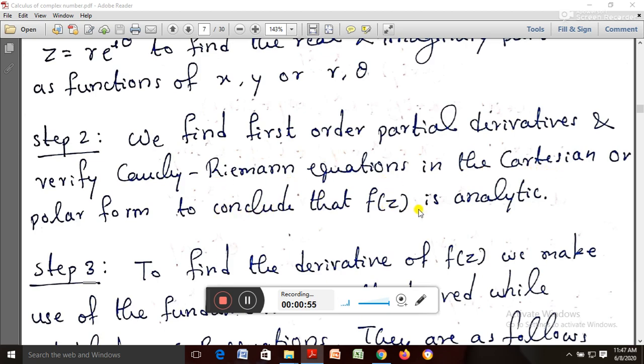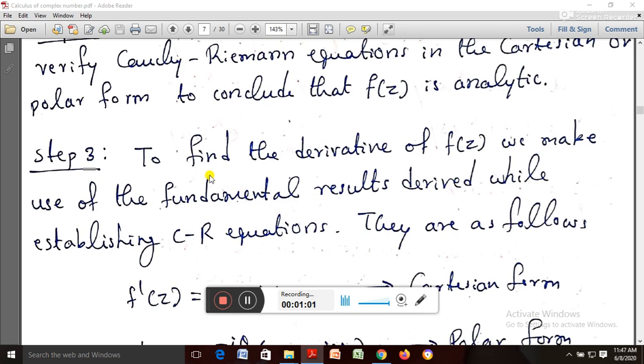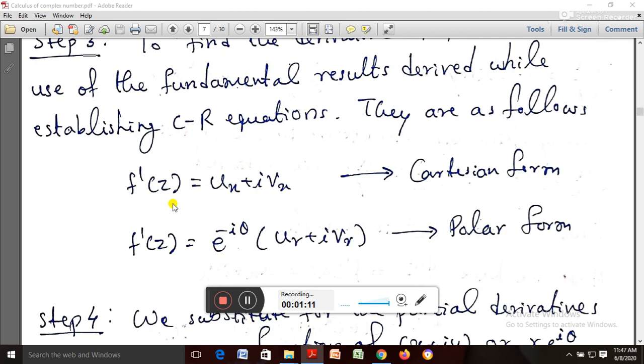Conclude that f of z is analytic, meaning if the CR equations are satisfied, then f of z is analytic. Then the third step is to find the derivative of f of z. We make use of the fundamental results derived while establishing the Cauchy-Riemann equations. They are as follows: f dash of z is equal to ux plus i into vx, the Cartesian form; f dash of z is equal to e raised to minus i theta into ur plus i into vr, the polar form. By using this we find the derivative of f of z.